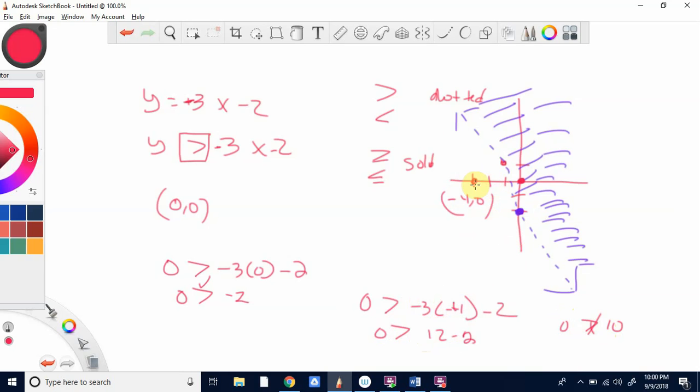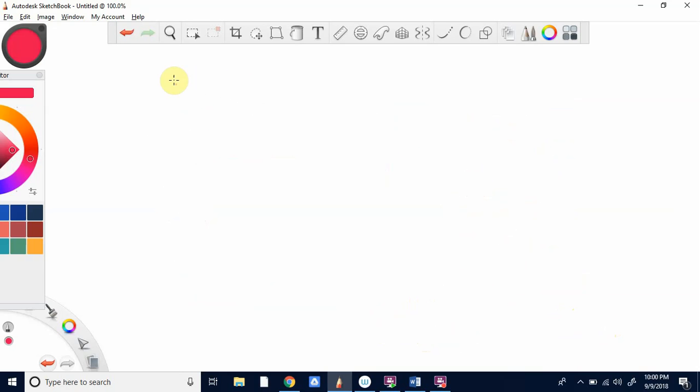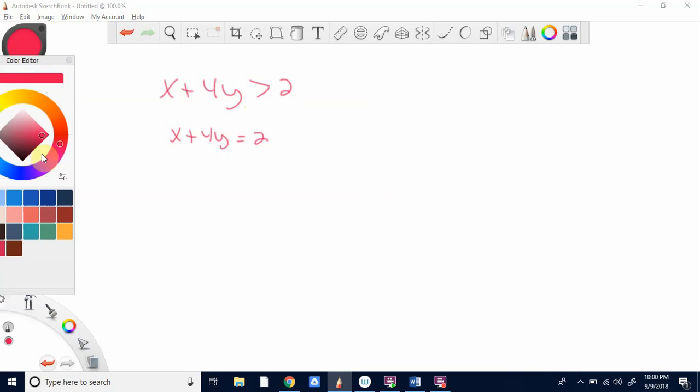Okay, let's look at example 1. Example 1 says graph x plus 4y greater than 2. If you want to leave it in that form, that's fine, but then you have to make a table. You cannot graph this from here. So let's change this to x plus 4y equals 2. The only thing you have to be careful about when doing this is if you multiply or divide by a negative, you must remember to flip the inequality sign.